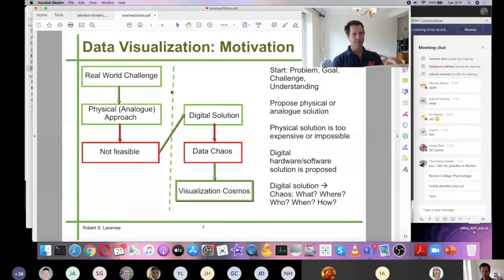So it starts with a real world challenge. We all have real world challenges that we're facing. We have problems we're trying to solve. We have goals we're trying to reach. We have experiments we're trying to conduct. And for all those real world challenges, there's usually a physical or analog approach. So for example, if I want to build a car, I could theoretically get out a set of tools in a factory and literally put together a car.